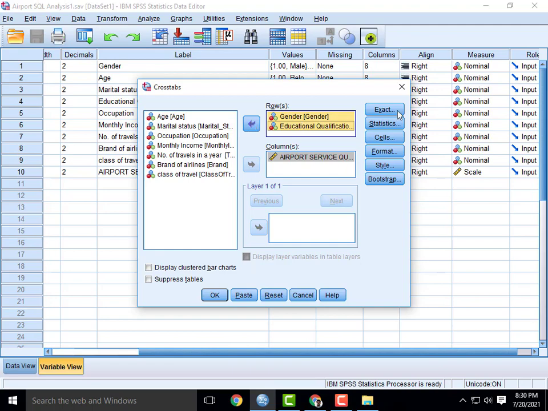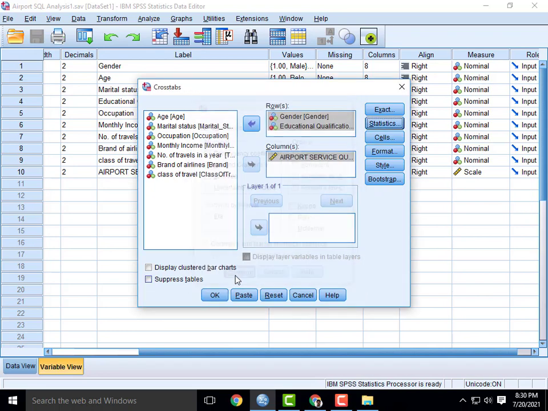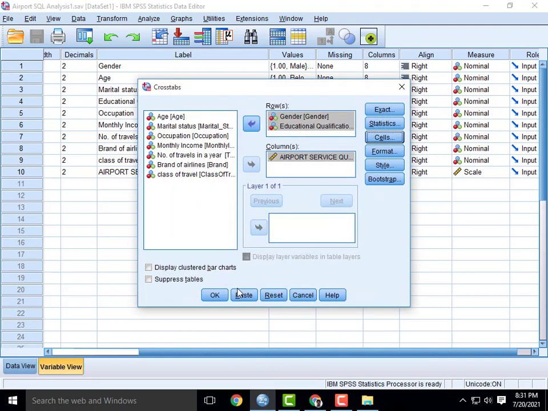Now click statistics, tick this chi-square and continue. Go to cells, select observed and click expected frequencies. If you want percentage of row or column or total, we can select any one. Now we can select row percentage, and also I want to know adjusted standardized residual. Check this box, then continue. Now we can click OK.